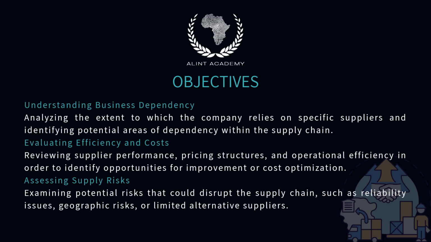One of the main goals of suppliers mapping is to understand the level of business dependency in the supply chain. In other words, analysts examine how much the company relies on specific suppliers. When a business depends heavily on only one or two suppliers, even a small disruption can quickly become a major operational problem.